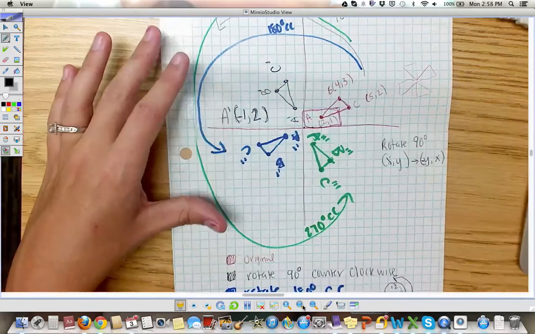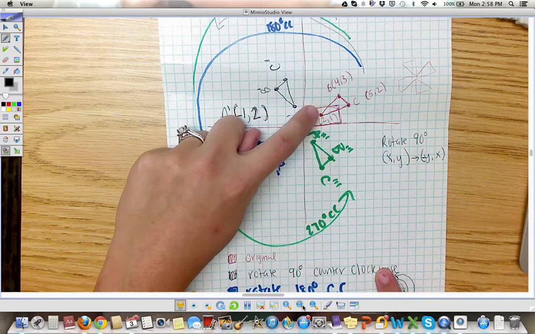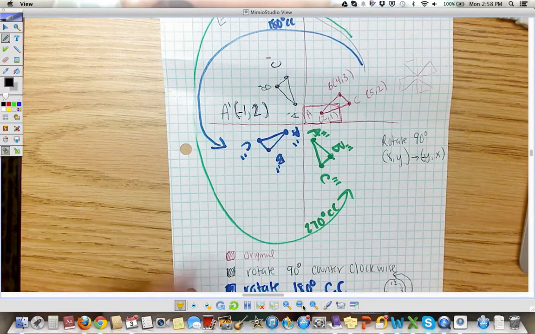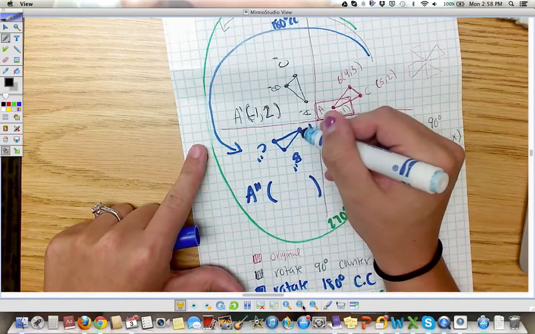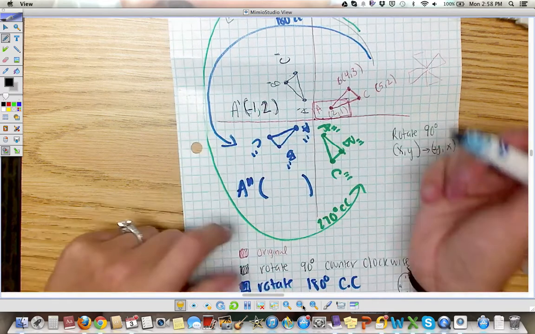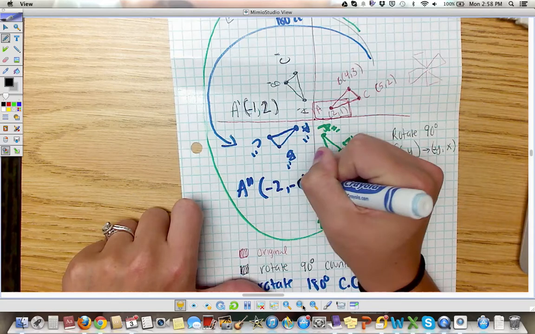So now let's look at this original A with this A point. So it's always from our original A. So if we look at A double prime, what is that coordinate point right there? We should get -2, -1.